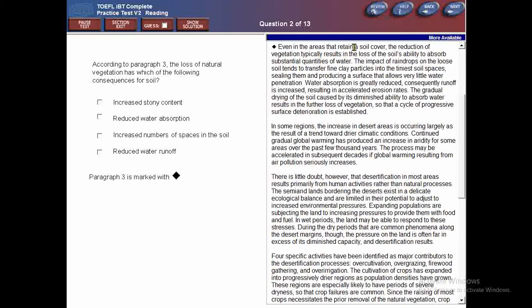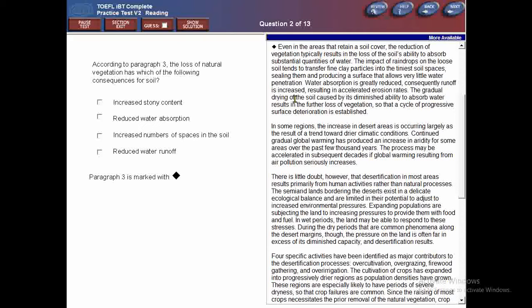So you can find this: even in the areas that retain a soil cover, the reduction of vegetation typically results in the loss of the soil's ability to absorb substantial quantities of water. The impact of raindrops on the loose soil tends to transfer fine clay particles into the thinnest soil spaces, sealing them and producing a surface that allows very little water penetration. Water absorption is greatly reduced. Consequently, runoff is increased, resulting in accelerated erosion rates.